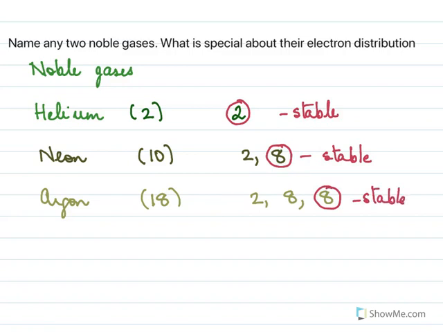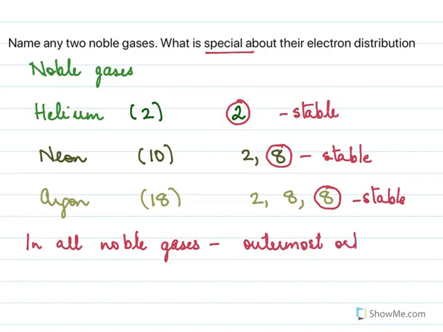So what is special about their configuration is, in all the noble gases the outermost orbit is stable. And because the outermost orbit is stable, they are unreactive. They do not react. They do not lose, gain or share electrons, and hence they are unreactive.